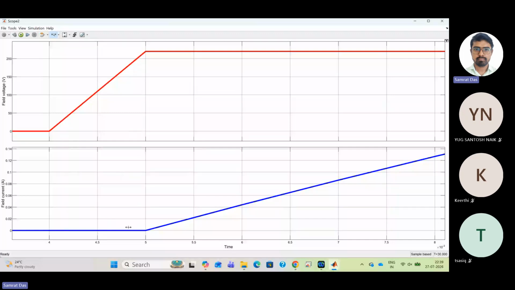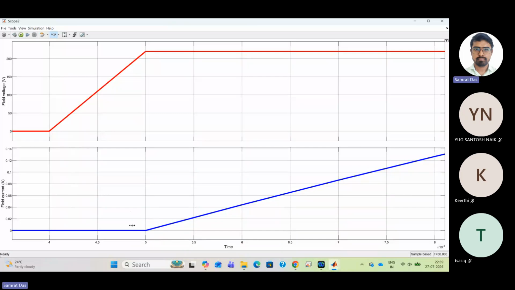Now you can see that your current, when does it start to rise? It starts to rise at 5 millisecond.